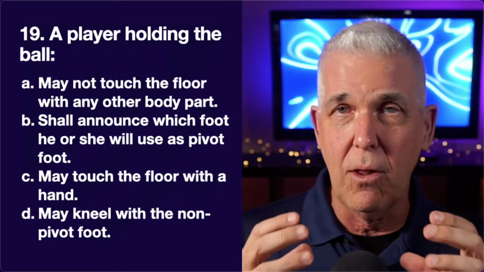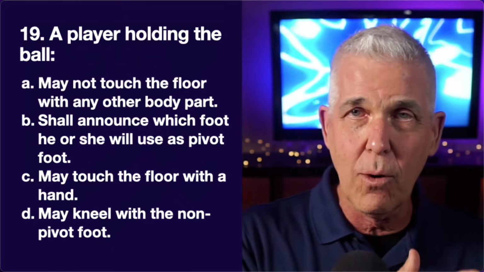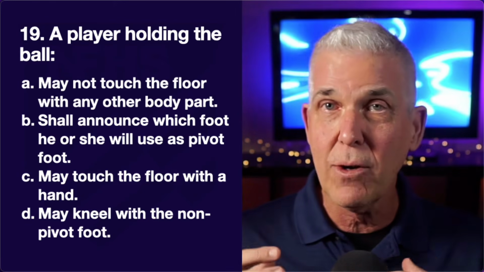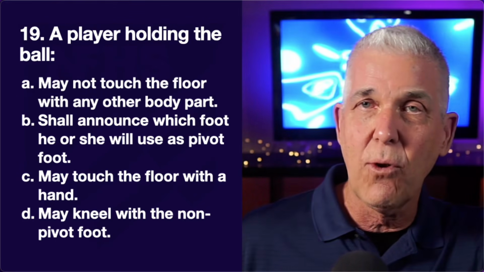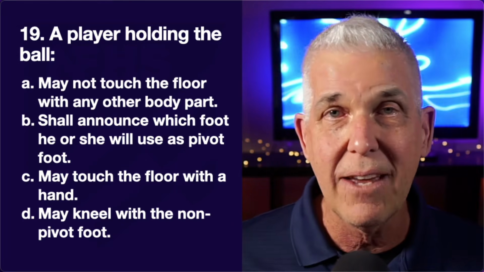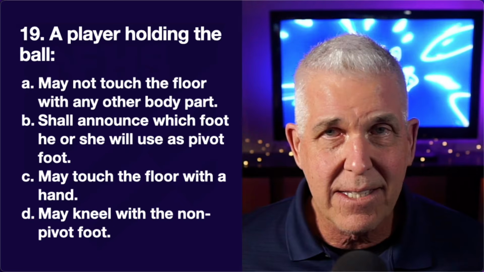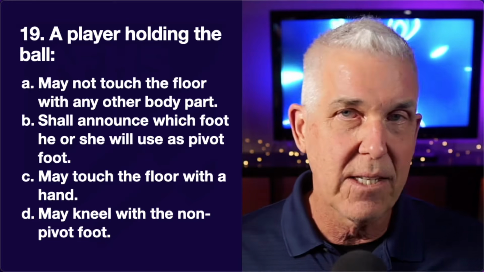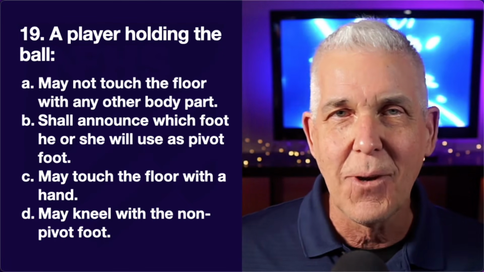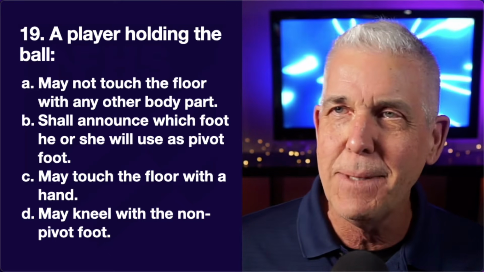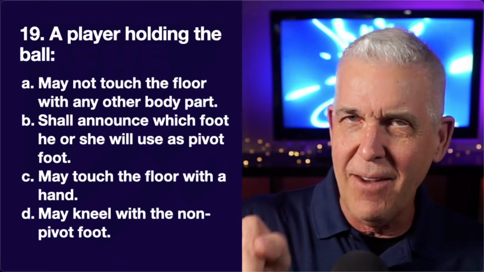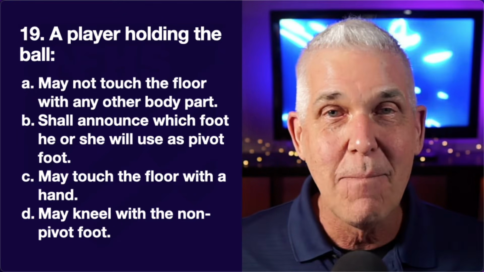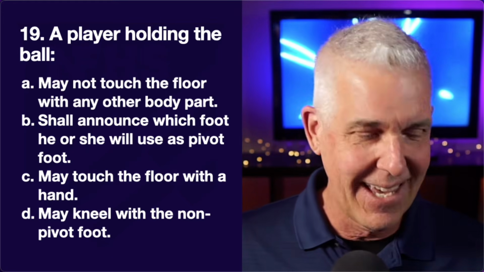A player holding the ball may not touch the floor with any other body part except a hand. That player holding the ball may lose their balance, place a hand on the floor, and this is not a violation by rule. If they touch a knee, if they fall to their backside, if they put an arm down, right, and touch the floor, as opposed to a hand, it would be a violation. So our correct answer here, despite me wanting it to be B, announcing, I'm going to use right foot pivot, ref. A player holding the ball, C, may touch the floor with a hand. That would be a legal play.